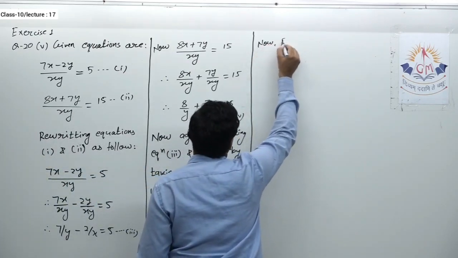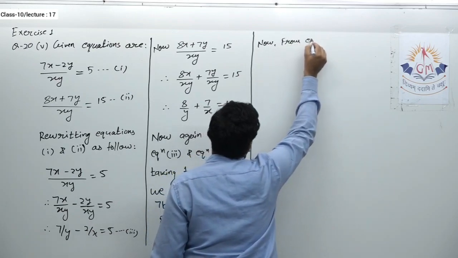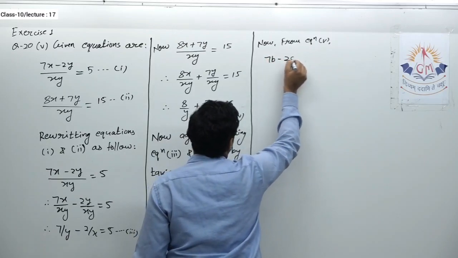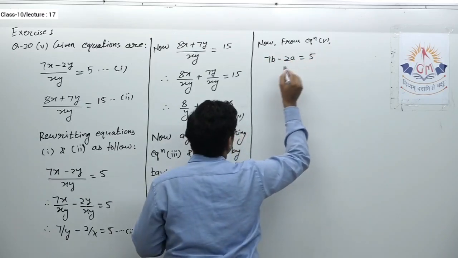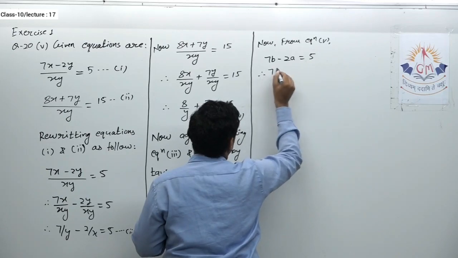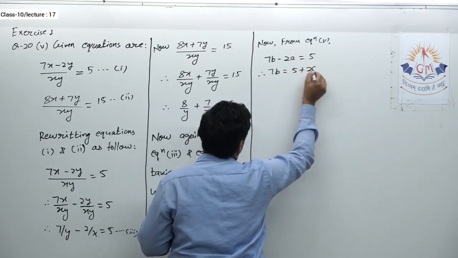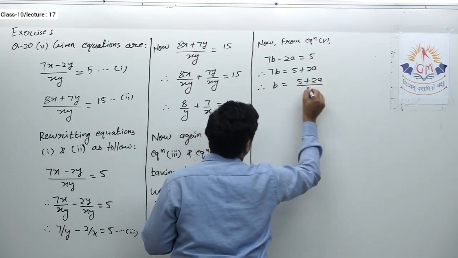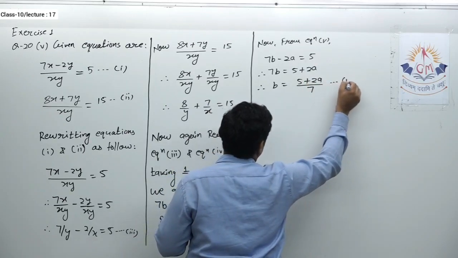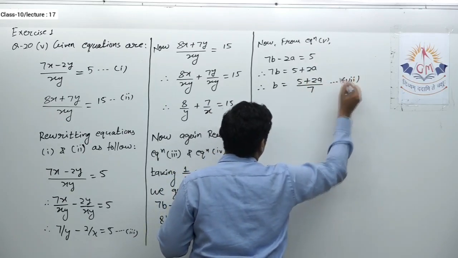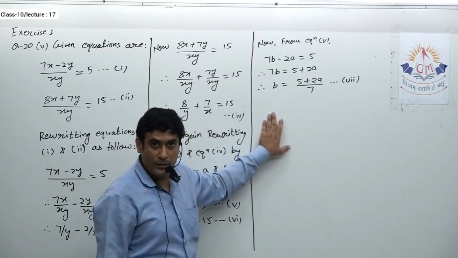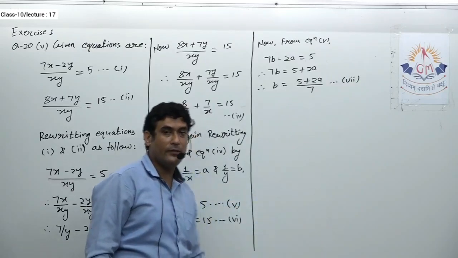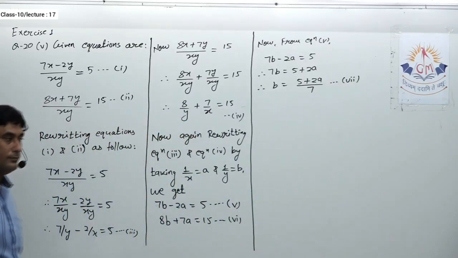Now from equation 5, 7b minus 2a is equal to 5. So 7b is equal to 5 plus 2a, b is equal to 5 plus 2a upon 7. Let it be equation 7. I hope up to this point it is clear to you. So I am giving you 2 minutes so that you can solve it further on your own, and then I will give you the remaining solution.